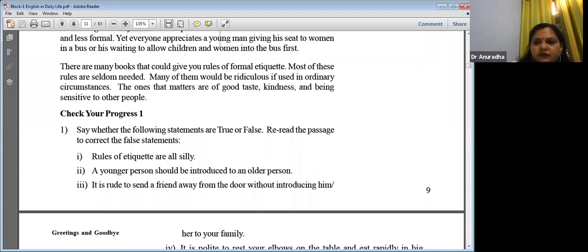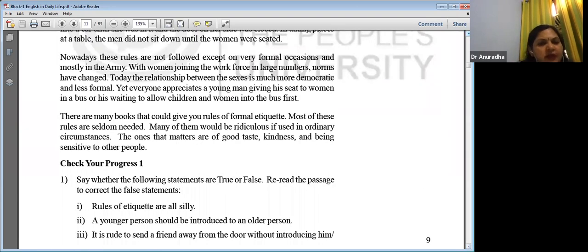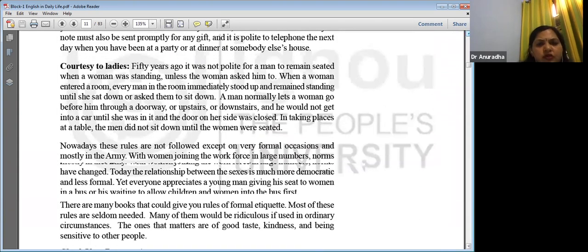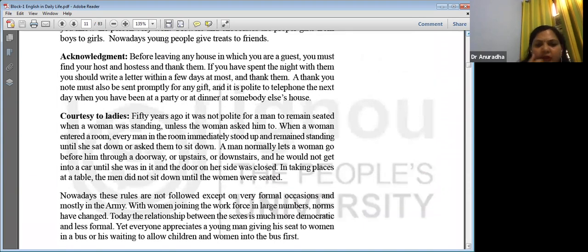Let us read this passage. It is quite interesting. Bahut interesting passage hai, and most of the rules jo hain wo isme clear ho jayenge. Courtesy to ladies: 50 years ago, it was not polite for a man to remain seated when a woman was standing. मतलब ऐसा माना जाता था कि अगर woman जो है वो खड़ी है तो a man should not sit unless the woman asked him to. When a woman entered a room, every man in the room immediately stood up and remained standing until she sat down or asked him to sit down.